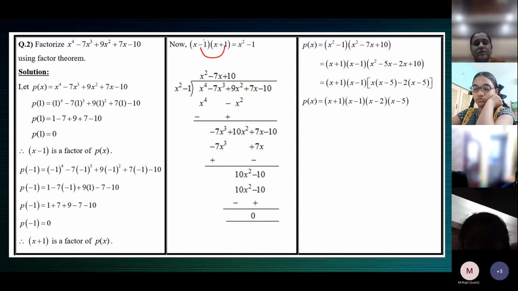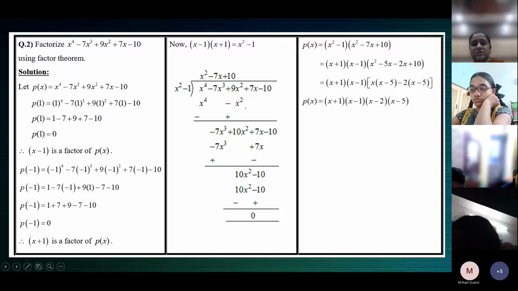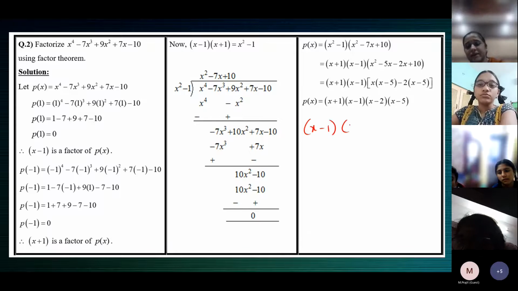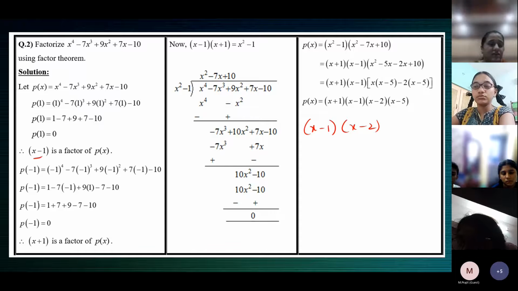Now this is of the form a plus b into a minus b. It need not always be like that. Listen to me carefully, all of you. Supposing you got x minus 1 as a factor and then x minus 2 as a factor. Here you've got x minus 1 and x plus 1. So how do you multiply? It's like a minus b into a plus b, so the product is a square minus b square. x square minus 1 square, which is 1.